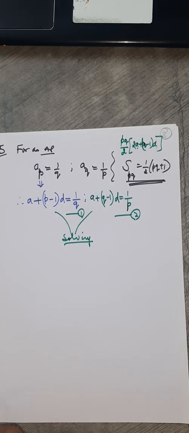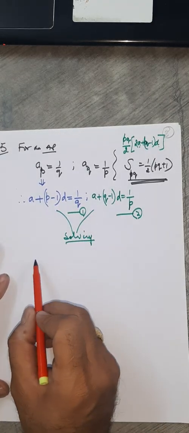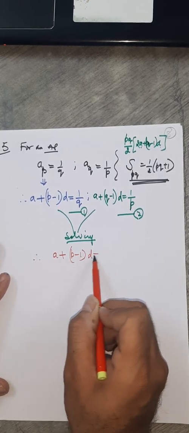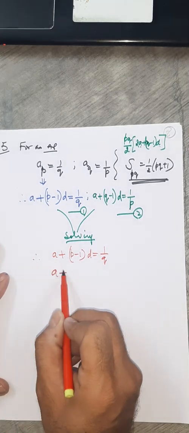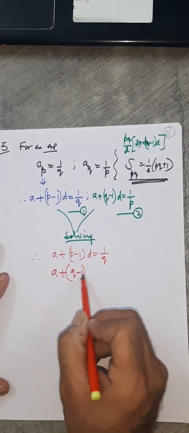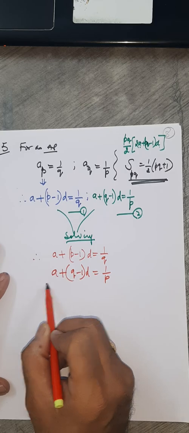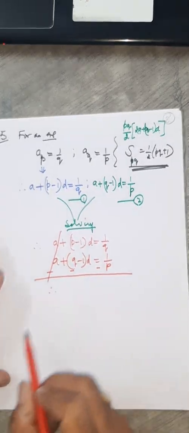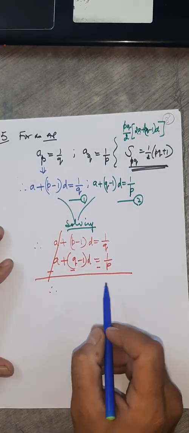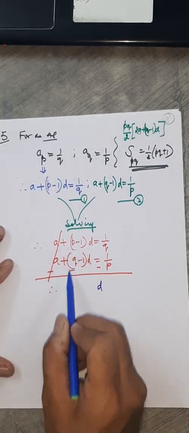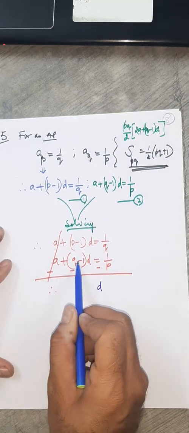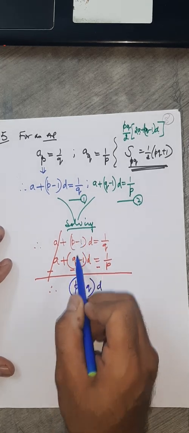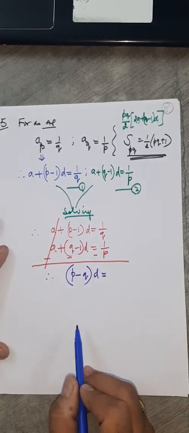Fine? Okay. So you take the difference, and directly you will get D very easily. A plus P minus 1 into D equals 1 upon Q, and A plus Q minus 1 into D equals 1 upon P. I'll just take the difference. Take D common. You have P minus 1 minus Q plus 1, so it is just P minus Q. Minus 1 plus 1 will get cancelled.